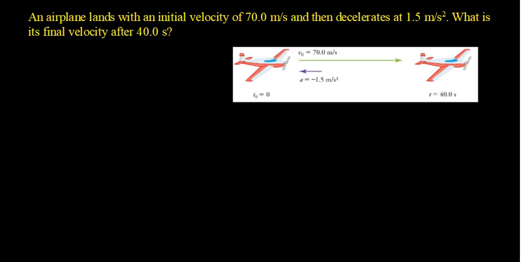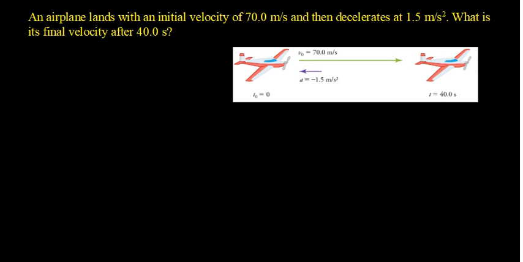So if we look at this example, you can't tell me the final velocity is 0 because the airplane will stop. Yes, eventually it's going to stop at the end. But let's read the question carefully and try to visualize the situation. The airplane will touch the ground with this specific velocity, which is 70 meters per second. That will be the initial velocity of the airplane when it starts touching the ground at t0. Now, definitely it's going to slow down, so it's decelerating with 1.5 meters per second squared.